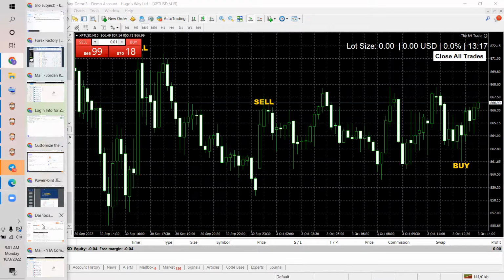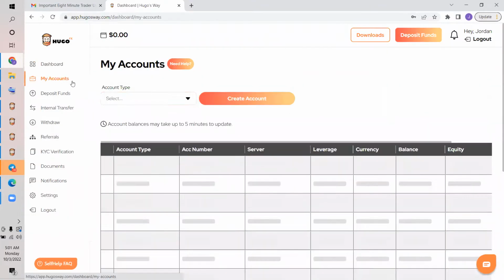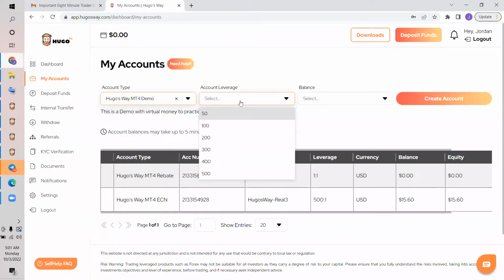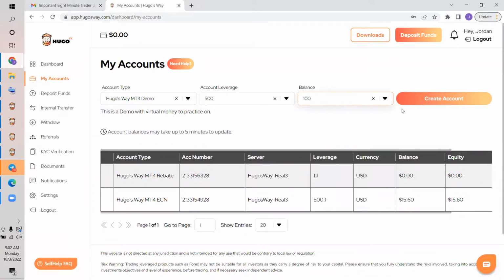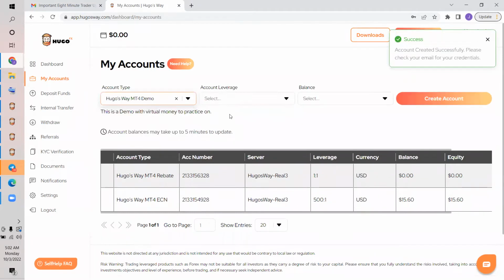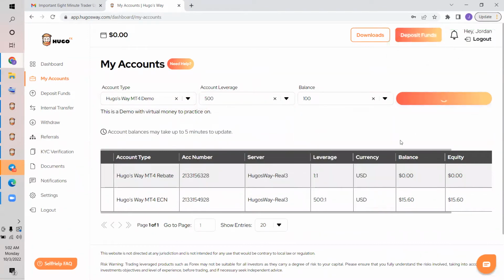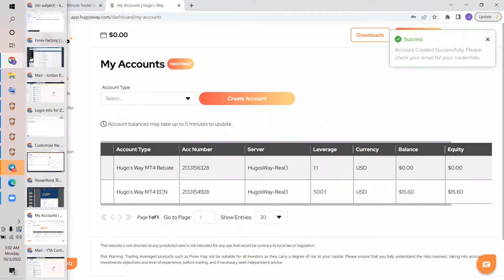So what I'll be doing is coming back into my dashboard for Hugo's Way. We're going to create two new demo accounts. So we'll do that right now. And of course, our MT4 demo will be our selection. Our account leverage is 500. Our balance is 100. And we're going to do that one more time to make sure we've got two demo accounts right there. All right, beautiful. Okay, so we've gone ahead and we've done that.